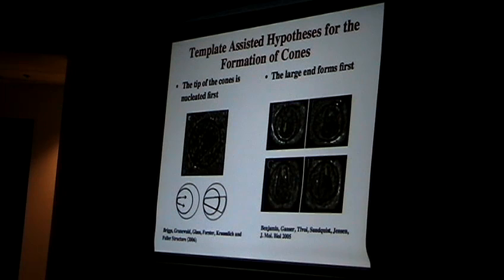As of now, there is no consensus, even among experimentalists, on how a cone grows. Briggs in Cambridge and colleagues think that the tip of the cone nucleates first, and then it grows until it runs into the membrane. The reason they think so is that as they increase the size of the membrane, they see the size of the larger cap increases. The Jensen group at Caltech said no, because they find that some cones have empty holes on top of them. Therefore, they said the cone nucleates at the large cap and then grows the other way.